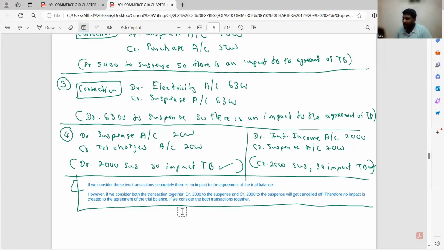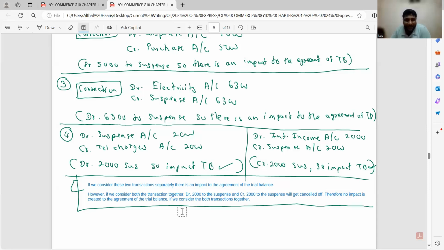Done writing? Okay. Then if you look at these two transactions separately, as two individual transactions, will you have an impact on the trial balance, people? Yes. But if you put both together, will you have an impact on the trial balance?